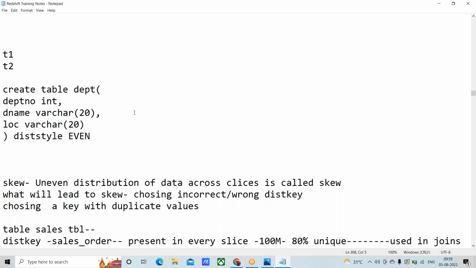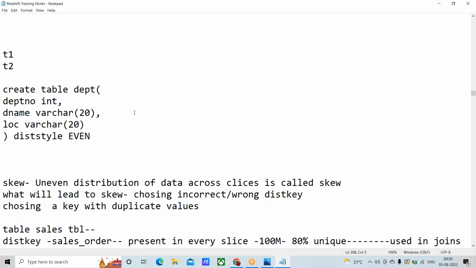Definitely, because we are storing all the data in slices, it's common sense to have the data equally distributed. So we should do whatever is required so that data is distributed. How the data is distributed depends on the distribution style, so we should have a proper distribution style.